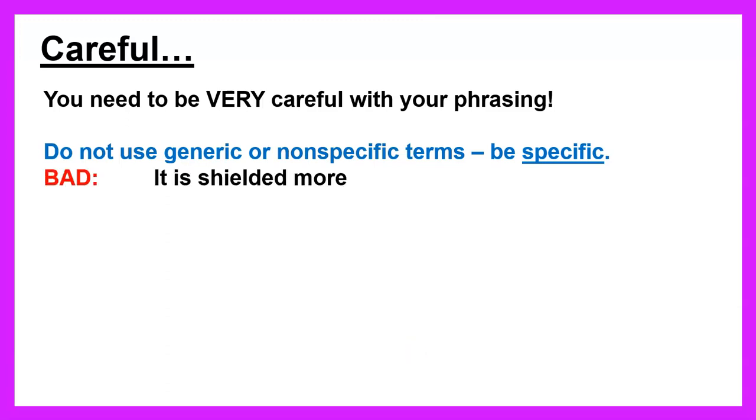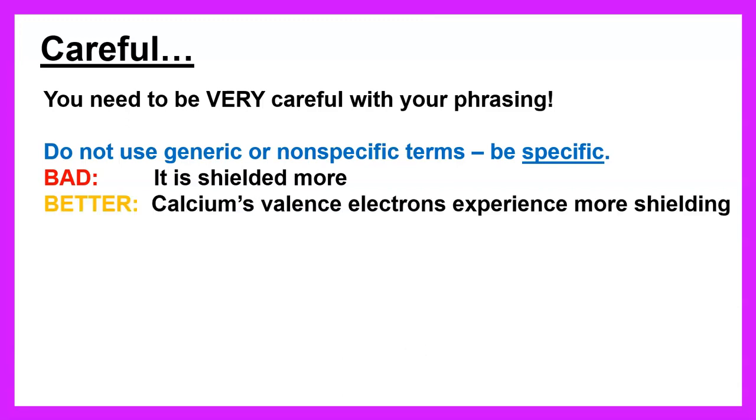I do not want to hear you saying, oh, it's shielded more. Okay, what's shielded more? Use the actual names of the atoms, okay? Be specific. Say something like, calcium's valence electrons experience more shielding. That would be better. Instead of saying it, we use the actual name.